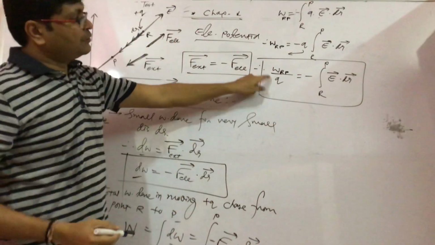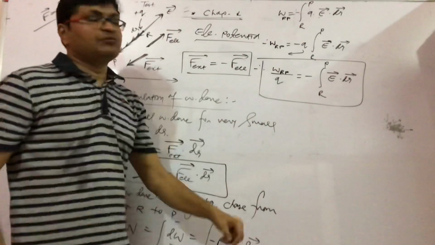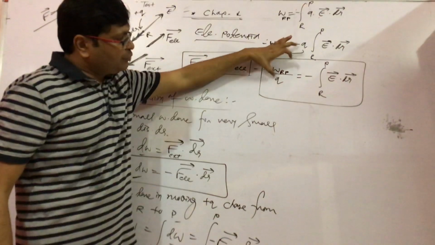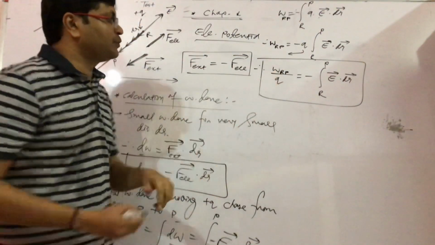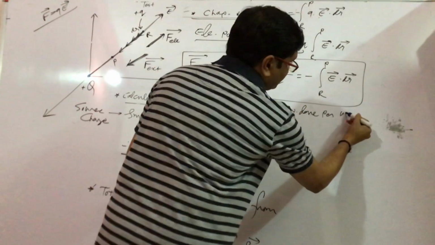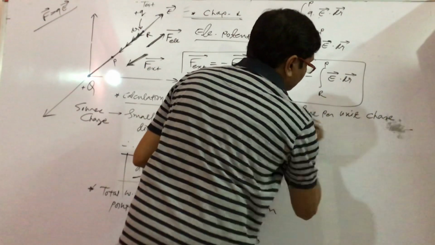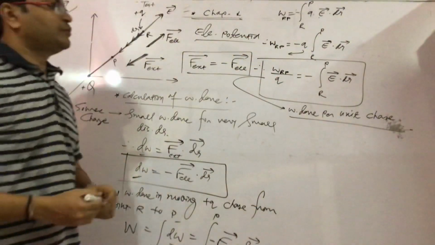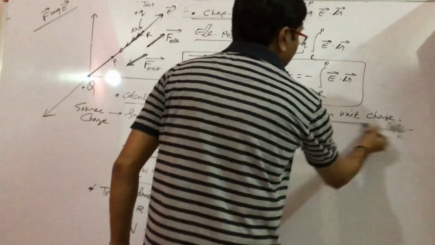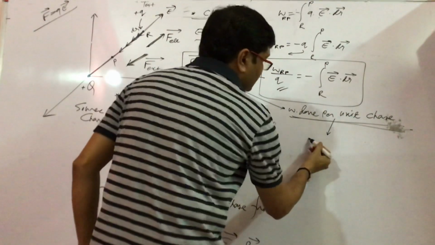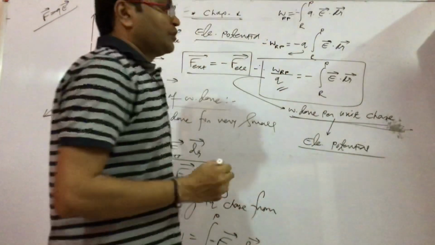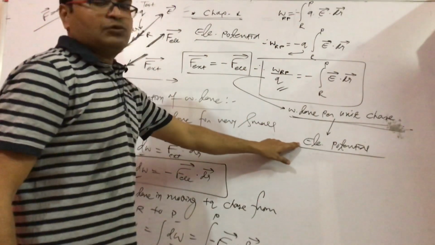So what do you mean by this entire point? Anybody? W RP by Q is called work done required in moving unit positive charge from R to P. This is the work done per unit charge, or work done per unit positive charge. Very important point. And what do you mean by work done per unit positive charge? It is called simply electric potential.